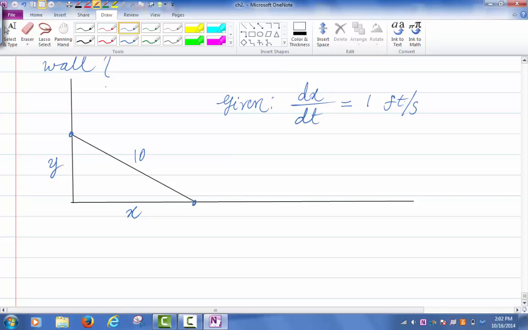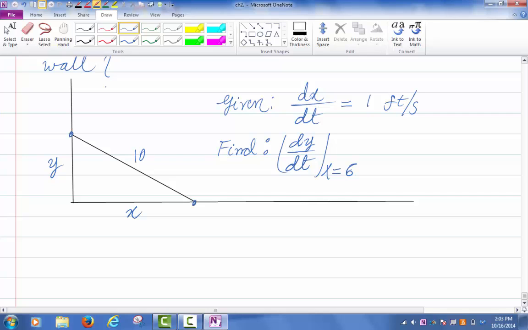And what do we have to find? We have to find the rate of y, right? The rate of change of y with respect to time. At what moment? At the moment when x becomes 6. Right at that moment, what's the rate? Now the rate of x is constant here. The rate of x at any moment is the same.